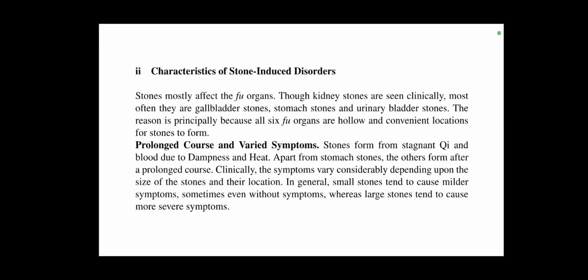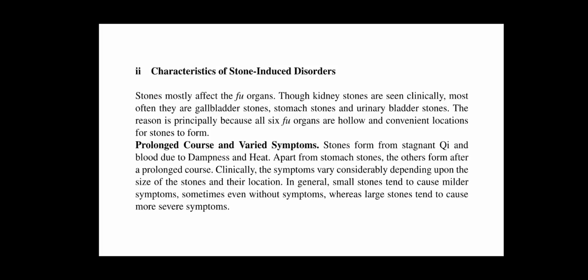Now let us look at the characteristics of stone-induced disorders. Stones mostly affect the fu organs. Though kidney stones are seen clinically, most often they are gallbladder stones, stomach stones, and urinary bladder stones. The reason is principally because all 6 fu organs are hollow and convenient locations for stones to form.